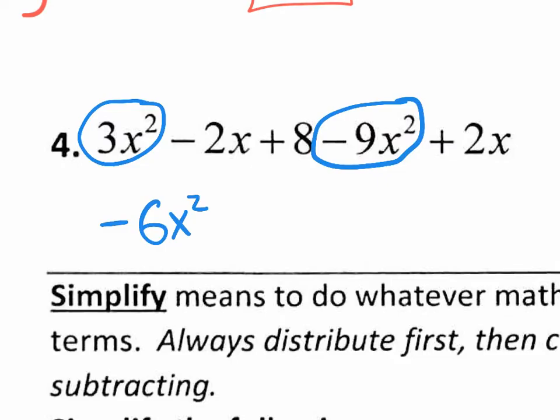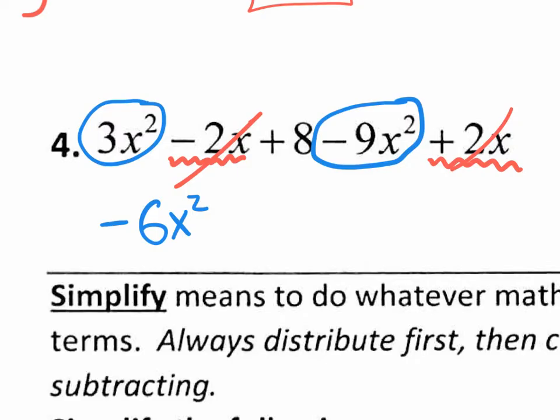Now, how about when I combine this negative 2x with this positive 2x? Let's combine those. I owe somebody 2, I have 2. How do I end up? 0 with nothing, right? So you just scratch them out. You don't even have to write anything. I mean, if you wrote something, you could put plus 0x, but that's ridiculous, right? There's nothing there. So just don't even write it.